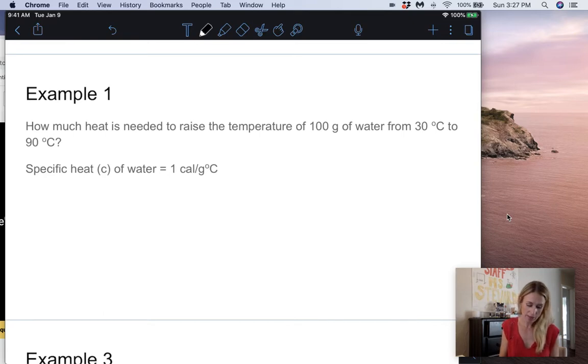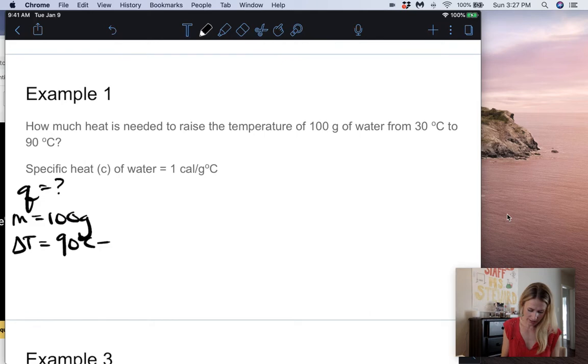So I want to know how much heat. So I'm going to put Q is equal to question mark, just so that I know what I'm solving for. And then I know that I'm raising the temperature of 100 grams of water, so that's our mass, from 30 degrees Celsius to 90 degrees Celsius. So what that tells me is that the change in temperature, which is final temperature minus initial temperature, will be 90 degrees Celsius minus 30 degrees Celsius, which is 60 degrees Celsius.